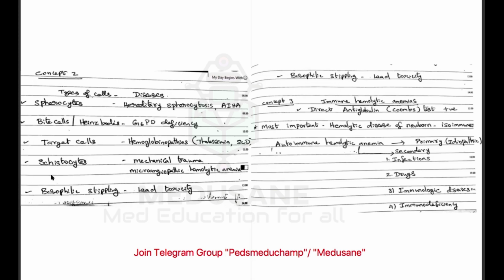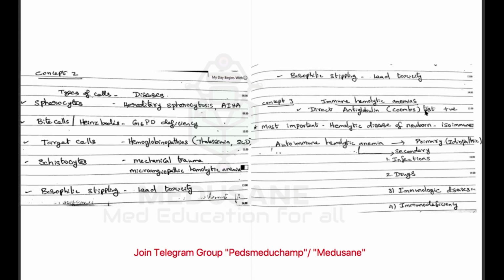So the telltale sign will be schistocytes. Schistocytes are nothing but fragmented RBCs, helmet cells. And basophilic stippling, so remember lead toxicity. Basophilic stippling, lead toxicity. Okay, so this is the concept 2. Sometimes you will get an MCQ about the types of cells. Then comes the concept 3.